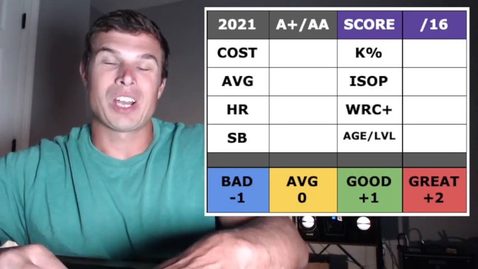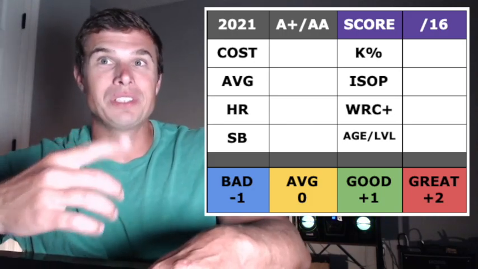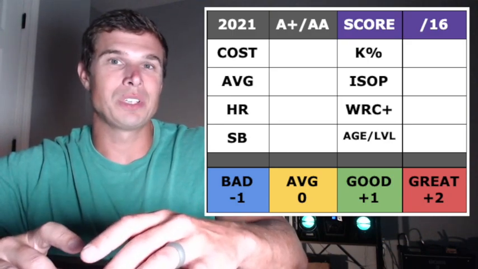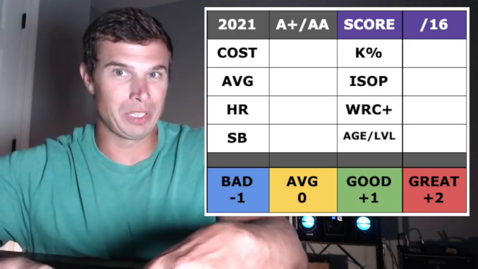The more complicated sabermetrics that I'm using in these graphs are K percentage, ISOP, and WRC. I'm going to take a quick second to explain those 3. K percentage is the measure of how often a hitter strikes out per plate appearance. An average K percentage right now in Major League Baseball is around 20. The closer to 0, the better, and the further away from 20, the worse. I would consider a K percentage under 10 elite and a K percentage over 30 terrible.